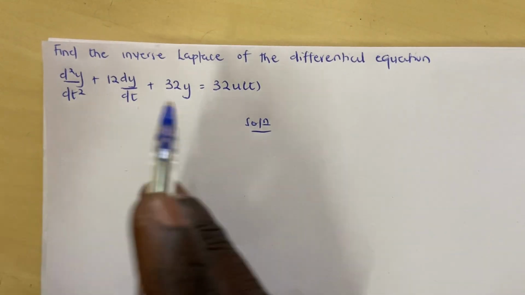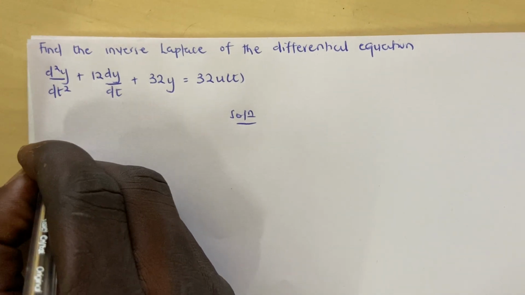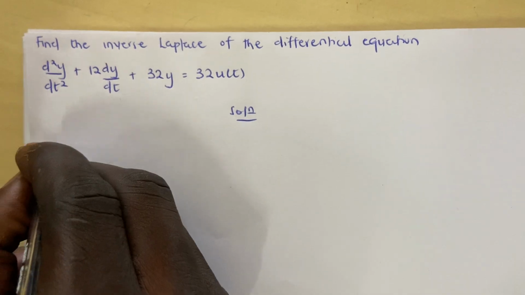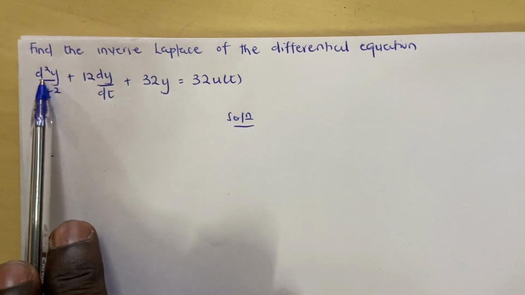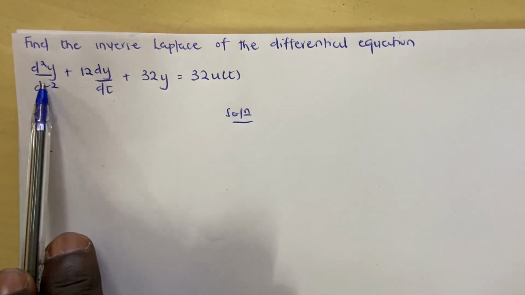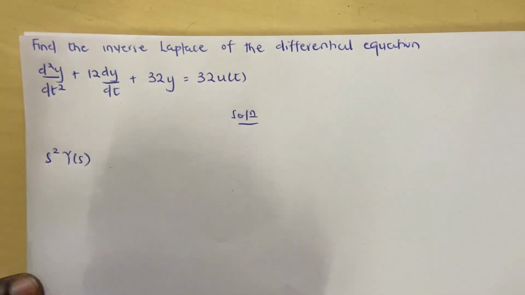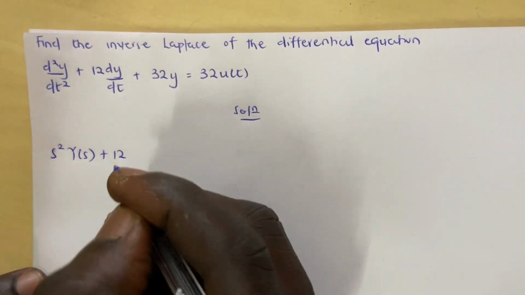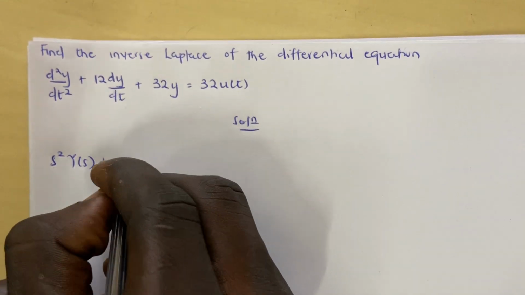On this side we have d squared y over dt squared. Here we know there is definitely going to be an s, and we attach the power to it, so s squared. This is the differential form of y of t, so if we change y of t to Laplace, we get capital Y of s. Here, plus 12 is a constant, so we bring our 12, and because this is a differentiated form, we get our s.